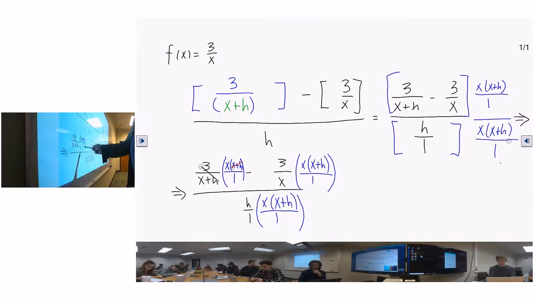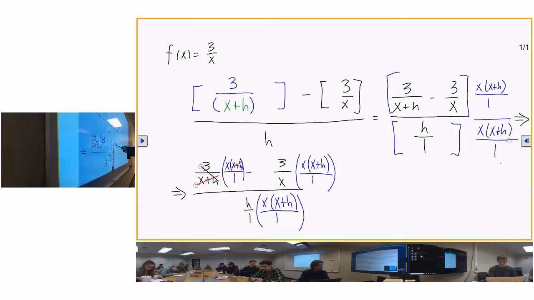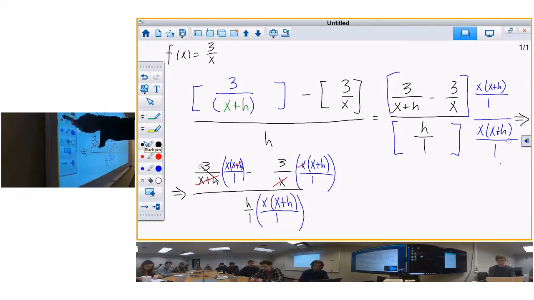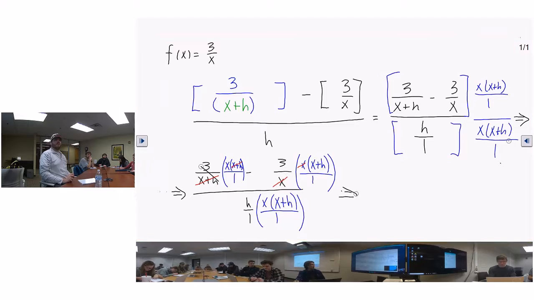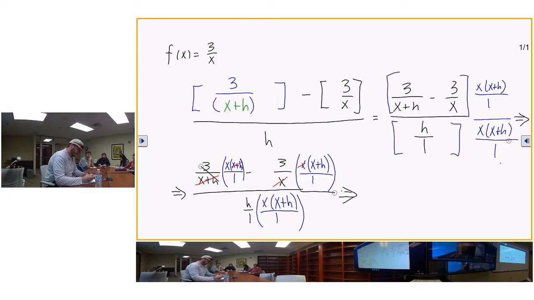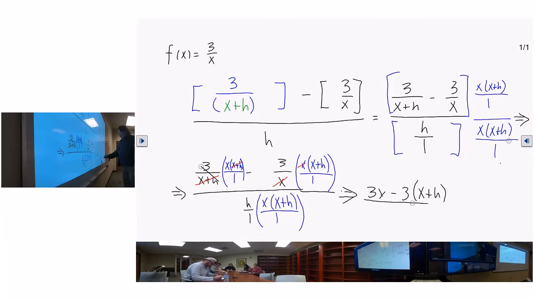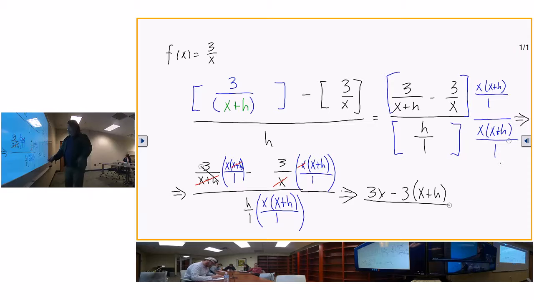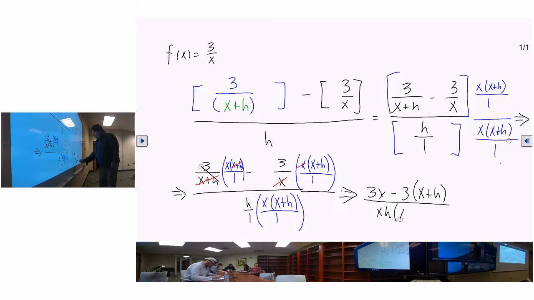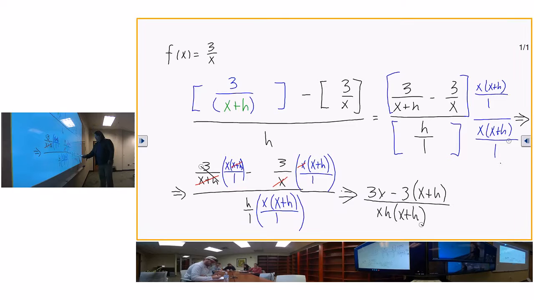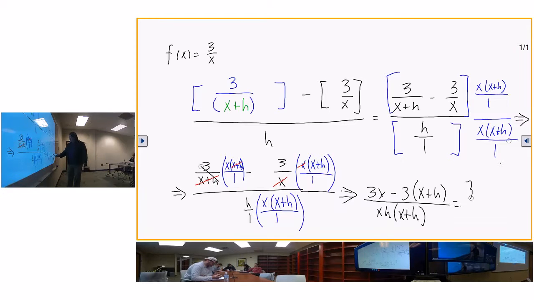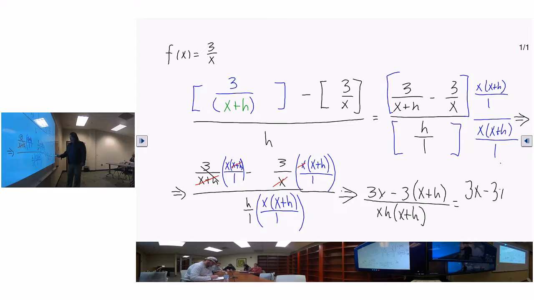x plus h cancels. x cancels. That gives you 3x minus 3 times x plus h over h times x, or xh times x plus h. 3x minus 3x minus 3h over xh times x plus h.